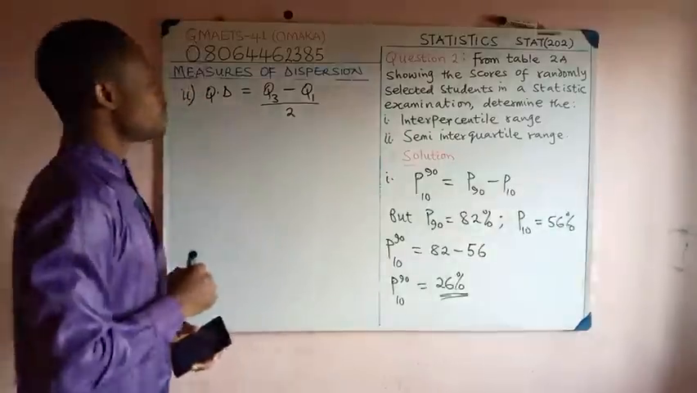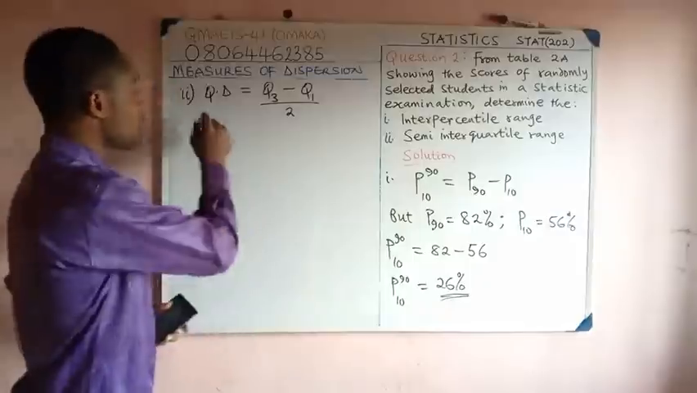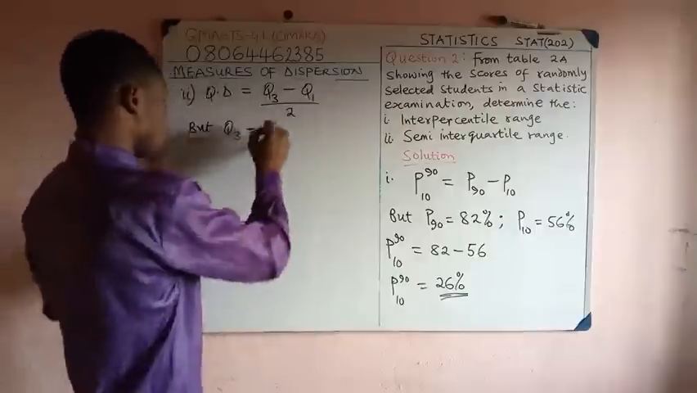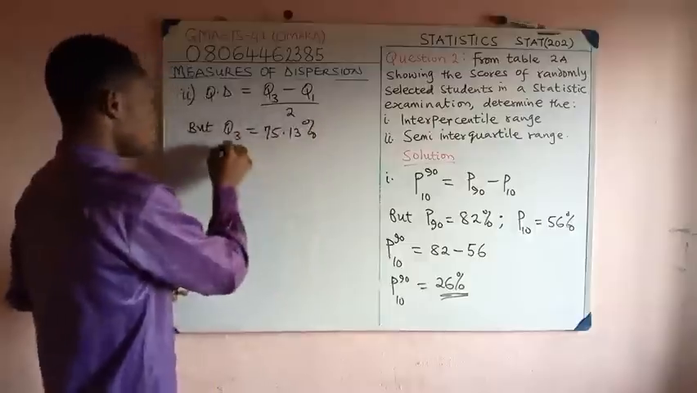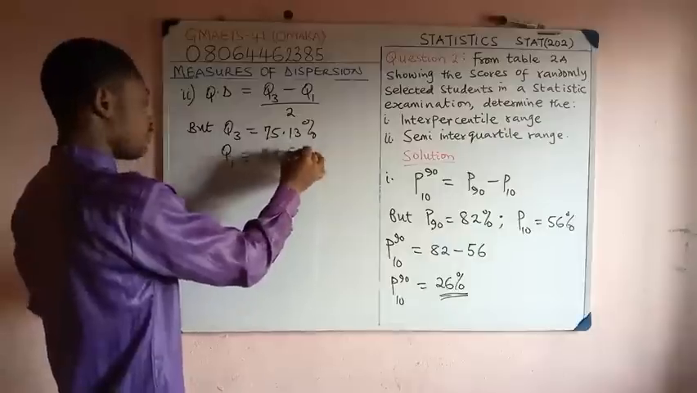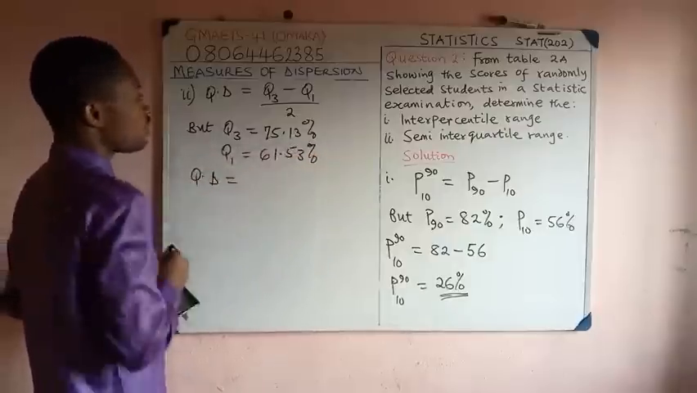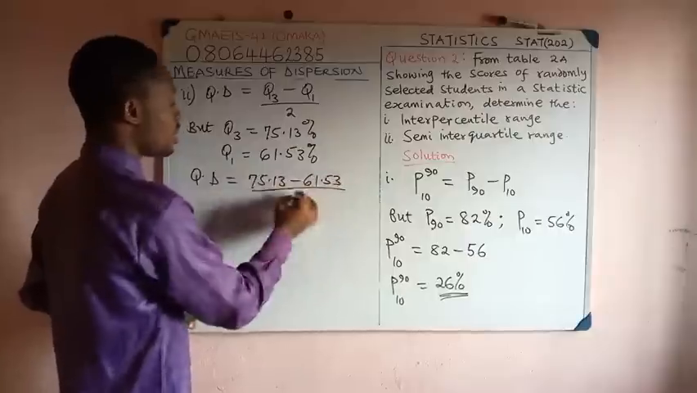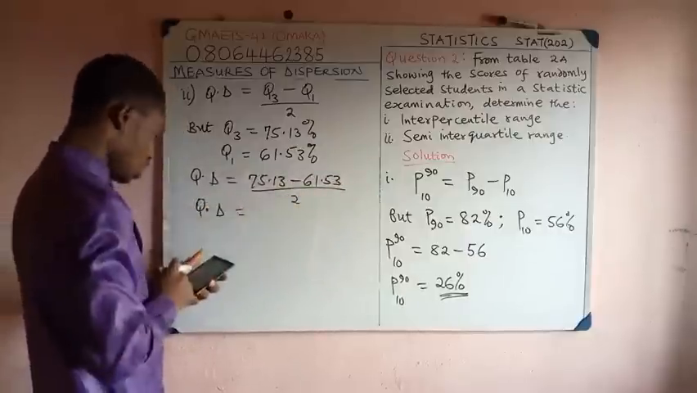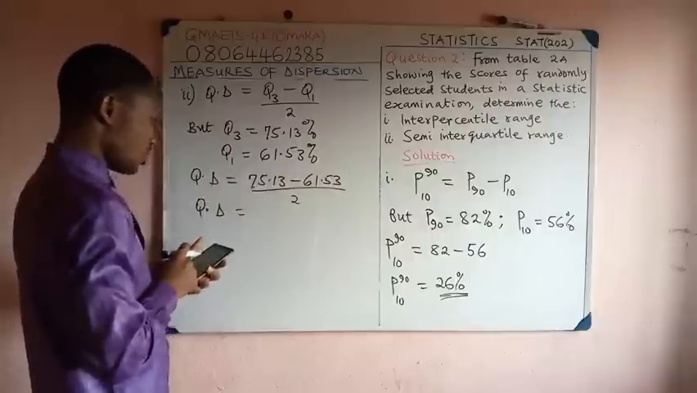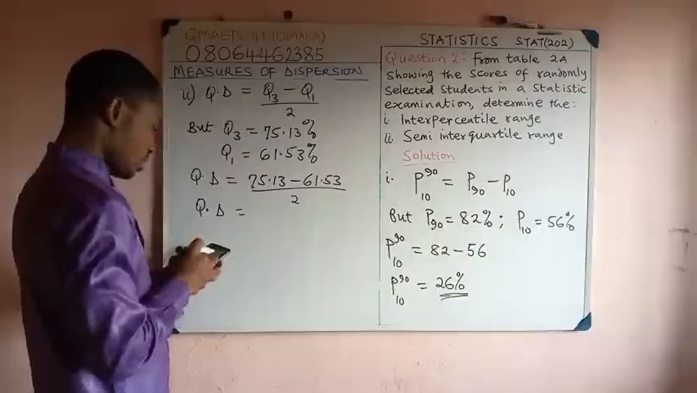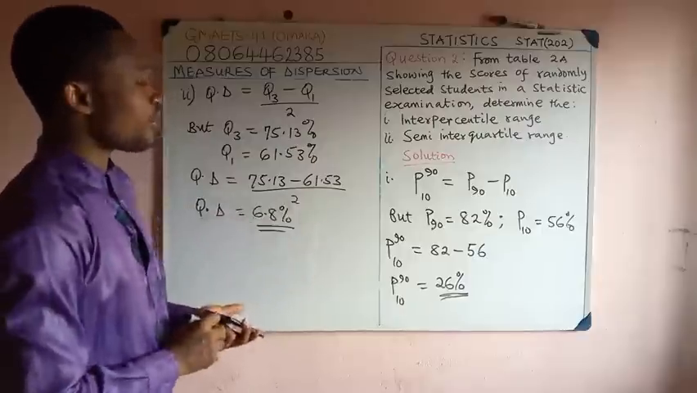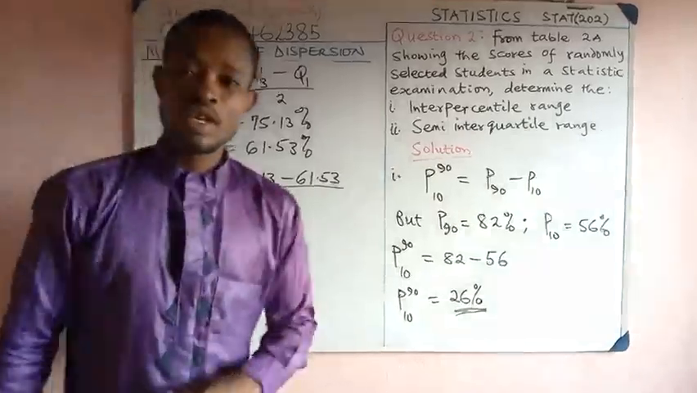Once again, under measures of position in our previous videos, we already established the values of Q3 and Q1 for this particular table. The value for Q3 we obtained was 75.13%, and we got Q1 to be equal to 61.53%. So our quartile deviation will be equal to Q3, 75.13, minus Q1, 61.53, divided by 2. 75.13 minus 61.53 gives us 13.6, divided by 2, that is 6.8%. So this is how we obtain our interpercentile range and the semi-interquartile range.